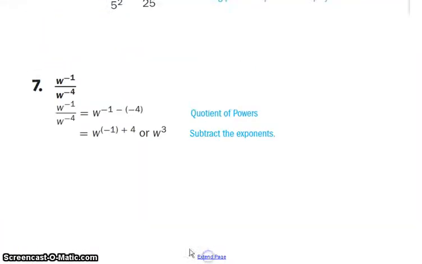Let me extend this a little bit here. It's a division problem, and with a division problem, we subtract our exponents. So now we have the same base, w, negative 1 minus a negative 4. Negative 1 minus a negative 4 is 3. So our answer is w cubed. And you might be thinking, why aren't we putting it on the bottom and writing it as a fraction? Well, because our exponent's positive. And when the exponent is positive, we don't have to change it. Positive is good.